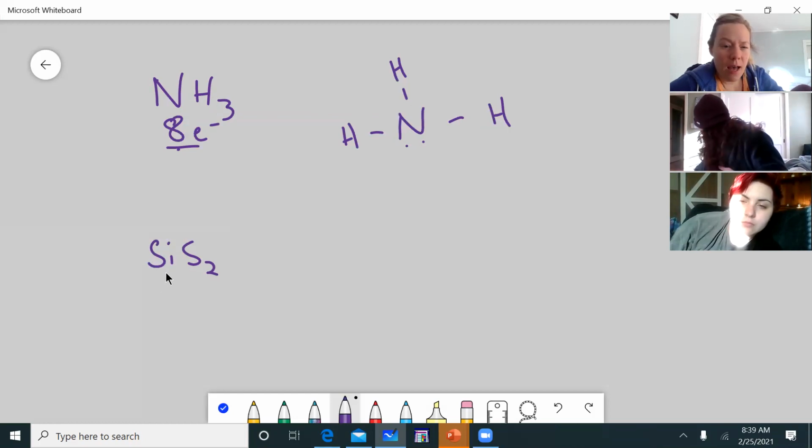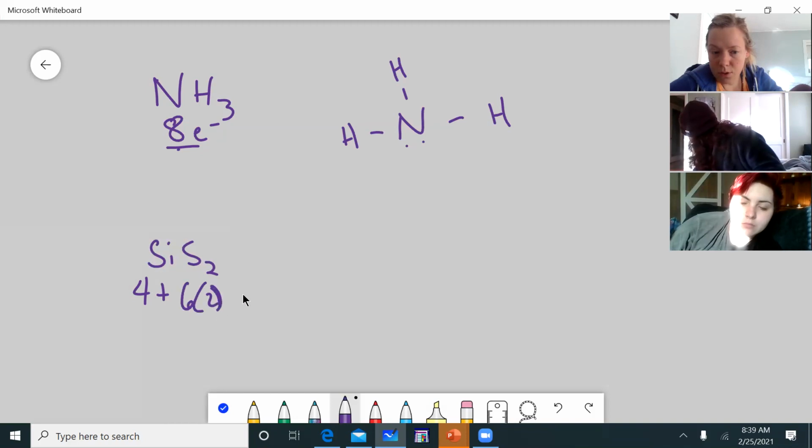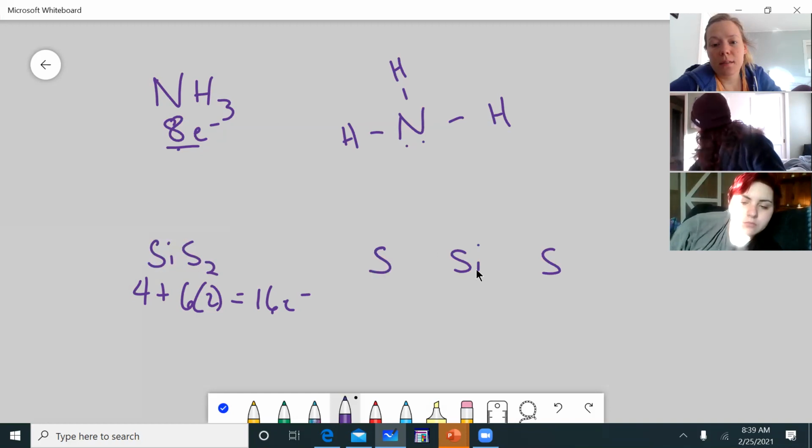Next one, 4 electrons coming from the silicon plus sulfur is giving us 6 times 2 for a total of 16 electrons. This is similar to the structure we did before. So I'll put silicon in the center and the sulfur on the sides.